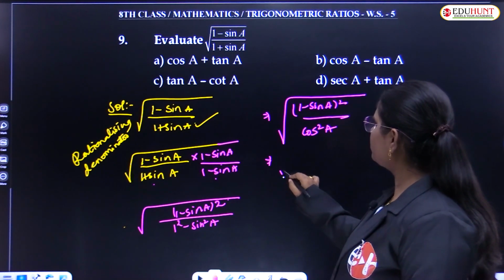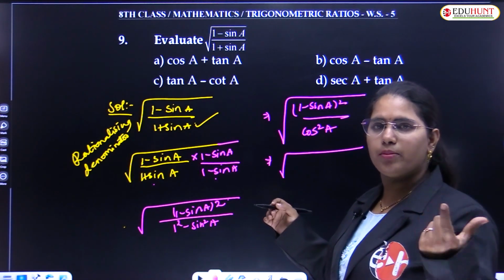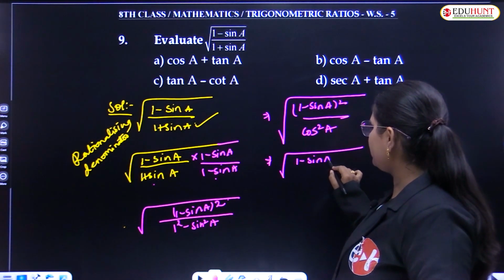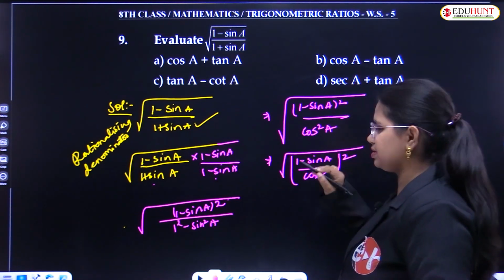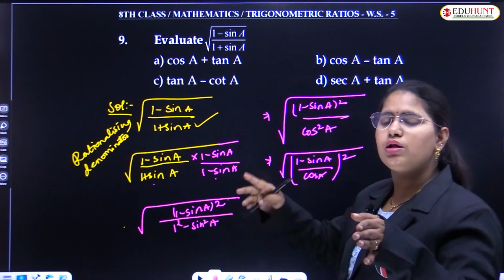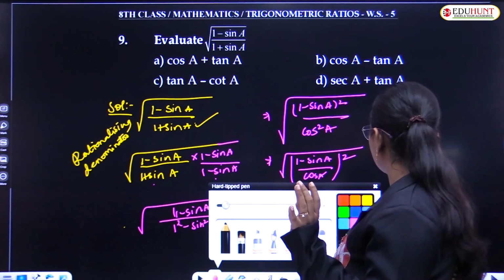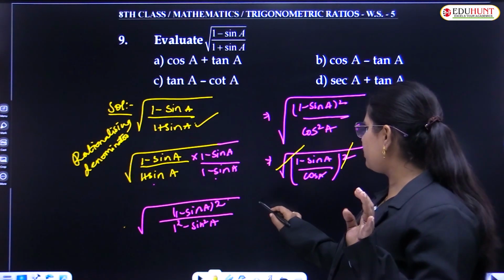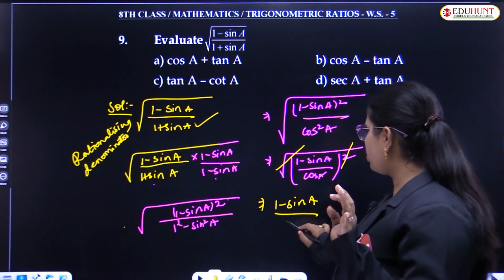So what am I going to do now? Here, both numerator and denominator have a common term. What can we do with the common term? I take the whole square of 1 minus sin A by cos A out as common, right? So the square and square root will cancel. So now what do I get? 1 minus sin A by cos A.